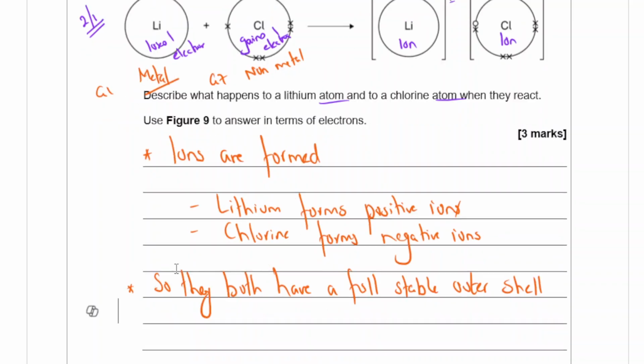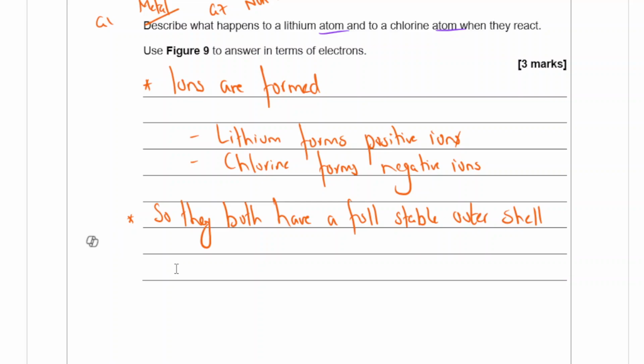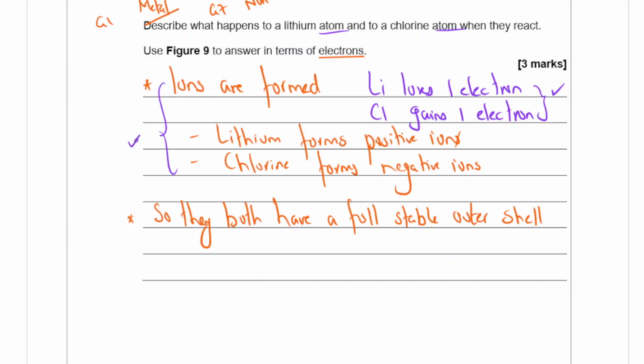We forgot to mention the loss of electrons, because you need to talk in terms of electrons. So I would write this as my first point. Lithium loses 1 electron, chlorine gains 1 electron. You need to say both of this to get a mark, right? And these 3 points are another mark, and this is the third mark.